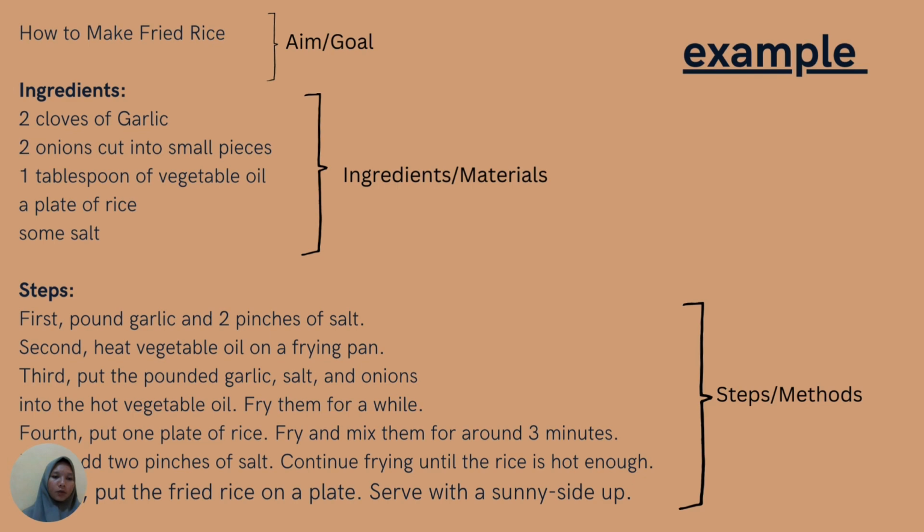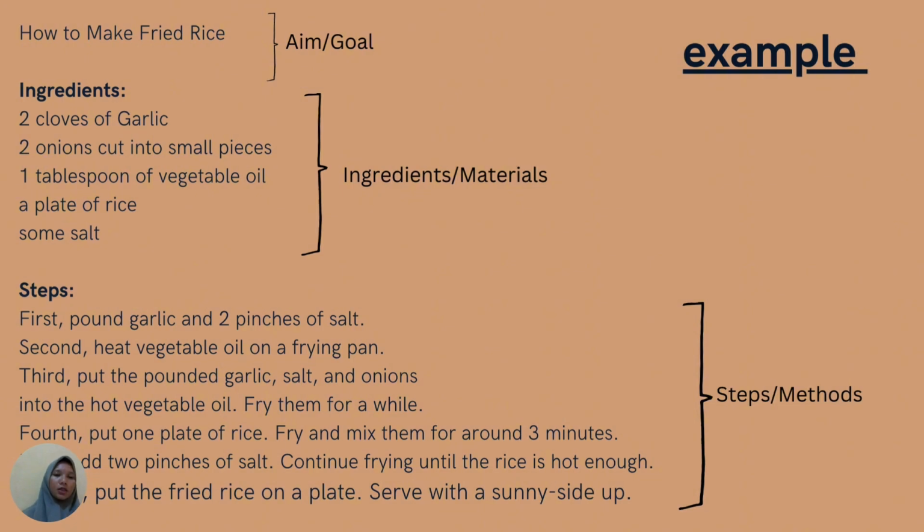Fourth, put 1 plate of rice. Fry and mix them for around 3 minutes. Fifth, add 2 pinches of salt. Continue frying until the rice is cooked. Finally, put the fried rice on a plate. Serve with a sunny side up.